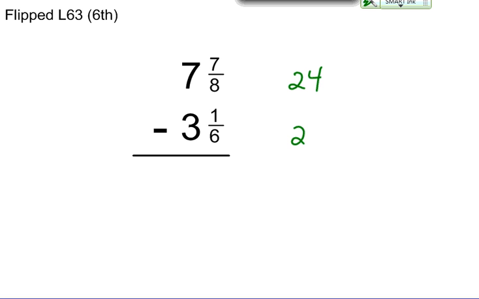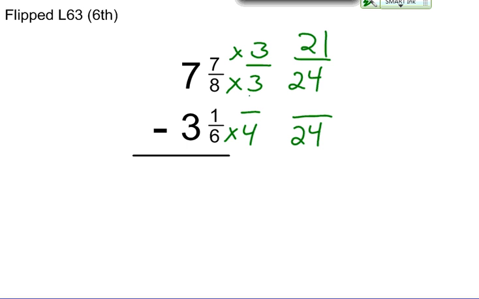And that might not be the first number that comes into your head, but hopefully you're writing it down because it's going to be the easiest way to do this problem. So I know 8 times 3 equals 24, just like 7 times 3, so it's going to be 21 over 24 here. And then it's 6 times 4, 4 over 4, and I'm going to get a 4 over here like this.